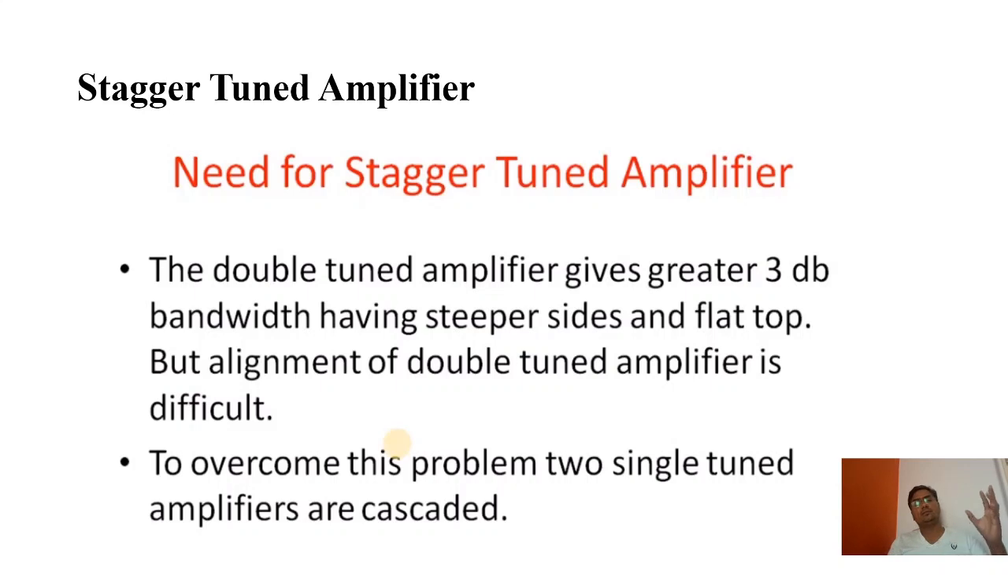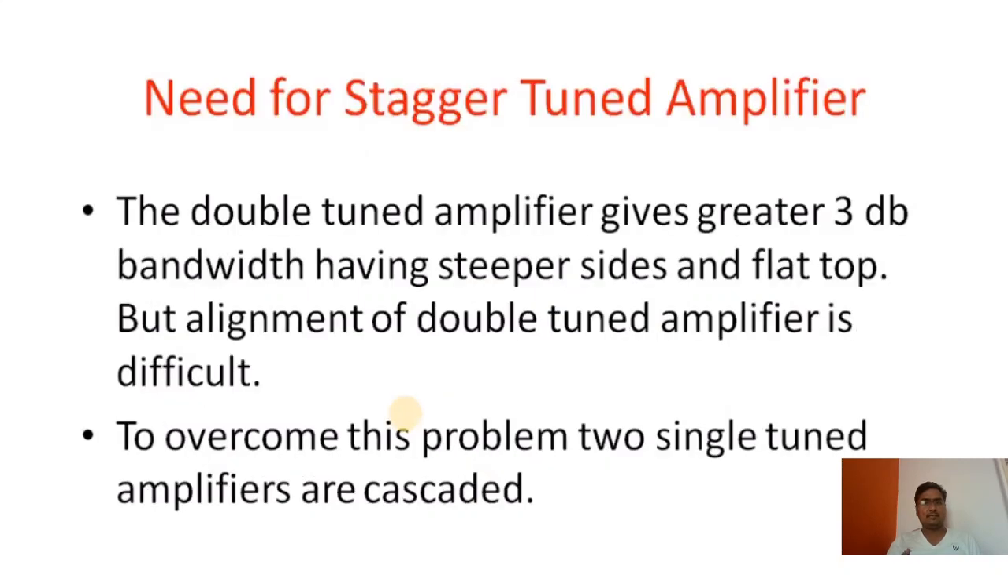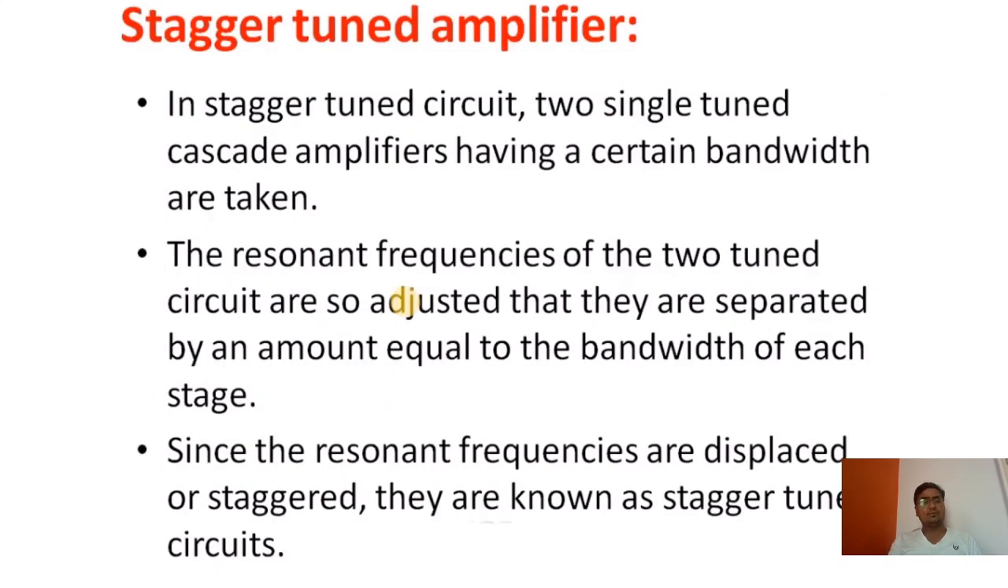So if you overcome the problem of alignment from the double tuned amplifier, then your circuit will become a stagger tuned amplifier. And how to avoid that problem, how to overcome that problem? By cascading two single tuned amplifiers. Agreed? Now look here. I am writing the summary also, for the double tuned amplifiers.